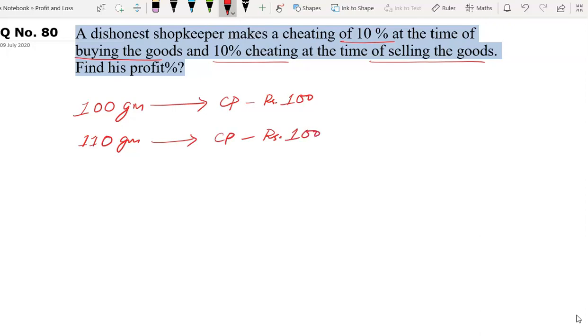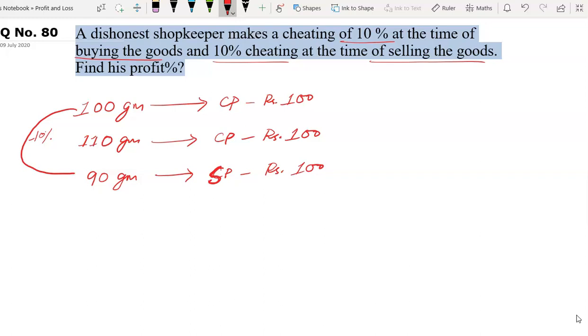Now he also does 10% cheating at the time of selling the goods. So while selling, he is supposed to sell 100 gram, but he is selling only 90 gram because he is cheating 10%. So he is selling only 90 gram for rupees 100. This is his SP.